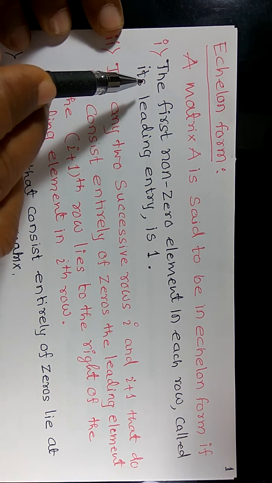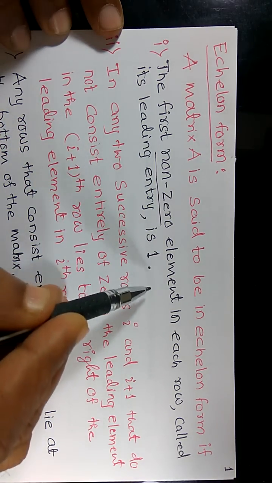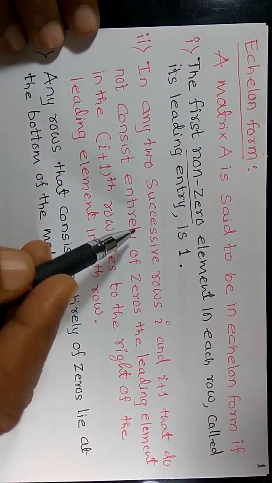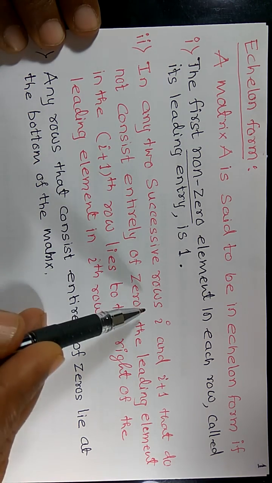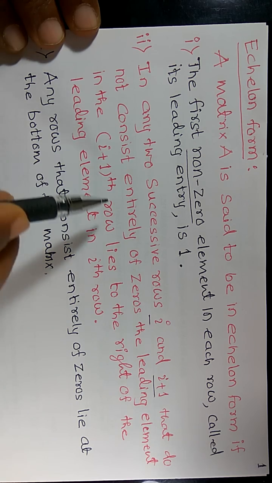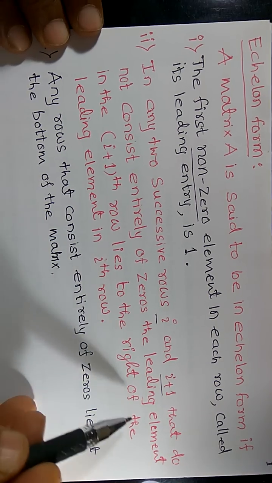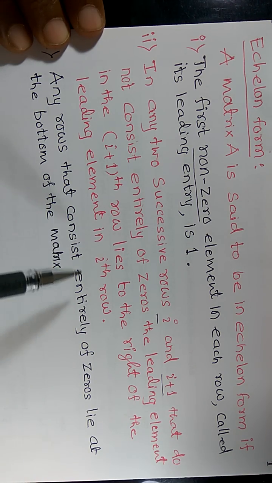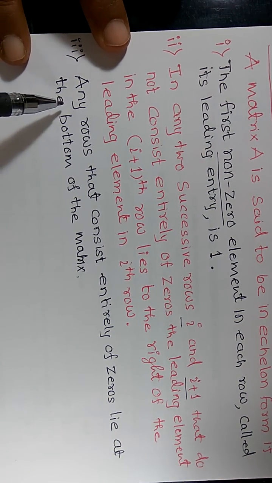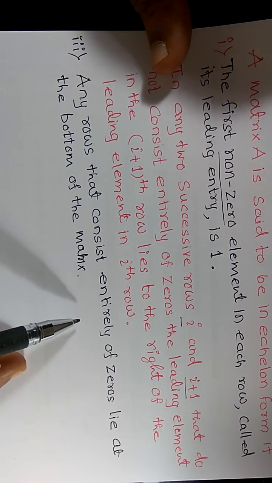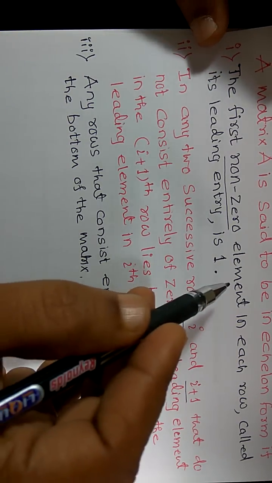The first condition is that the first non-zero element in each row is called its leading entry and it should be 1. The second condition is that in any two successive rows, the ith row and the (i+1)th row, that do not consist entirely of zeros, the leading element in the (i+1)th row lies to the right of the leading element in the ith row. The last condition is that any rows that consist entirely of 0 lie at the bottom of the matrix. Any matrix that satisfies these three conditions, we call that form an Echelon form.